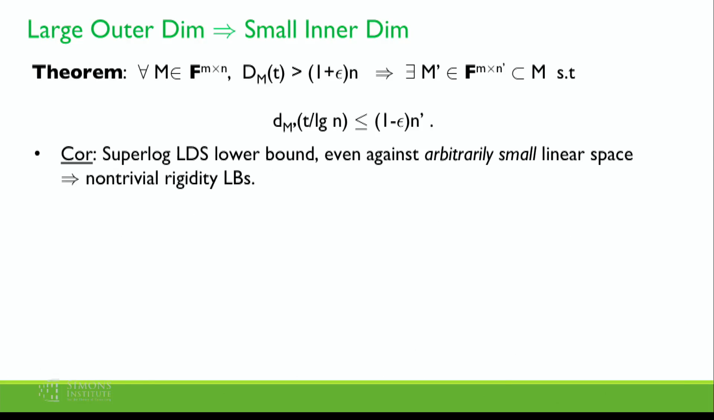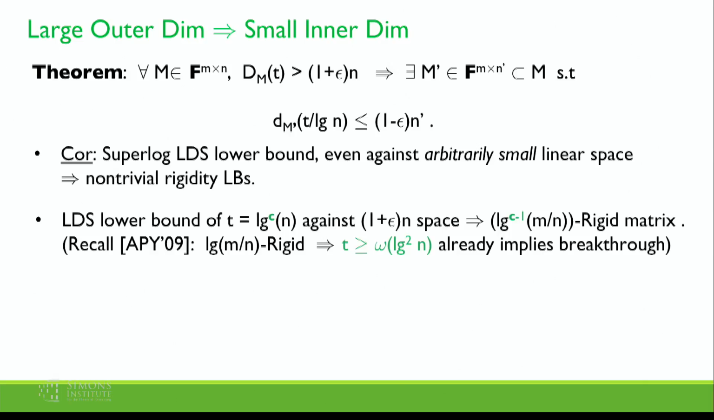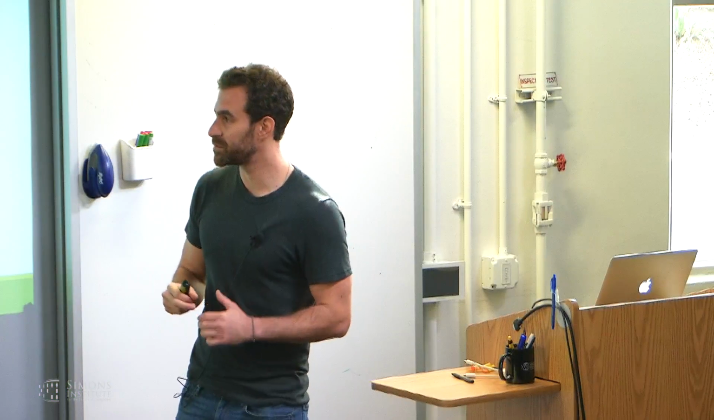The corollary is that any superlogarithmic lower bound on linear data structures would give you something non-trivial about rigidity. In particular, if you prove a polylog query time lower bound on any linear data structure problem, even against 1 plus epsilon, 1.01 space, which seems like not too much to ask, then you would improve this APY construction by the same polylog factor minus 1. So in particular, if you give me a superlog squared data structure lower bound in the group model, you would improve the APY construction, but only for rectangular matrices. Hopefully I'll have time to show the implications on square matrices.